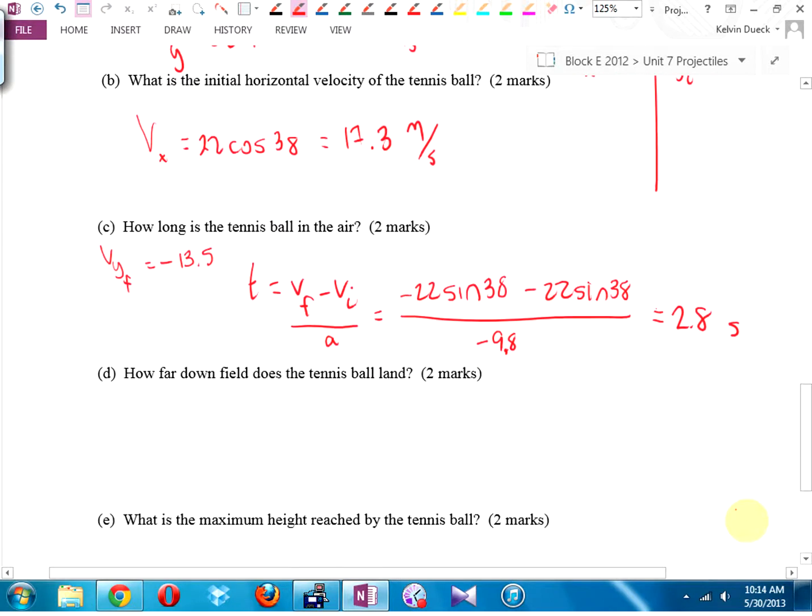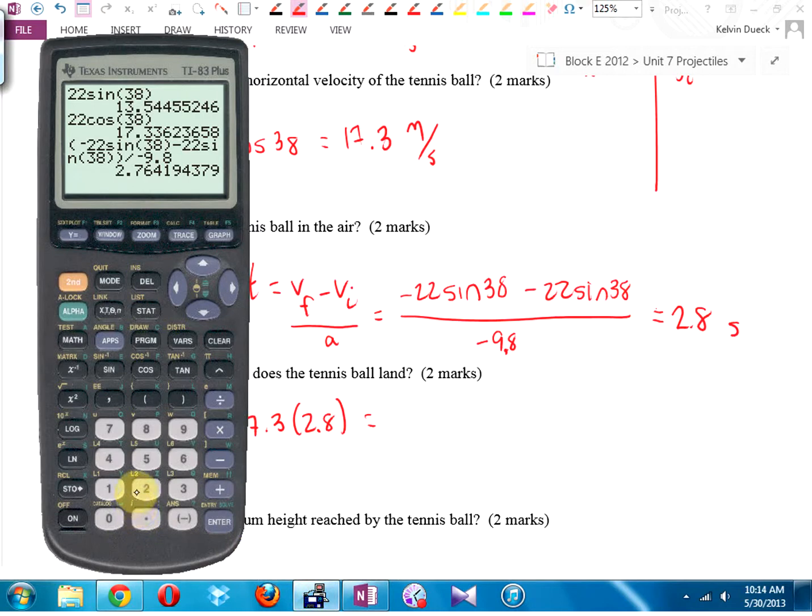Part D, how far down the field does the tennis ball land? Now they want the range. dx equals Vx t, which is going to be 17.3 times 2.8. Or, if I really want to be accurate, I can go 22 cos 38 times my last answer. And there, that is still rounding off. I think most of your calculators carry 50 decimal places, so we are technically rounding off to the 50th decimal place, but we'll assume that's accurate enough.